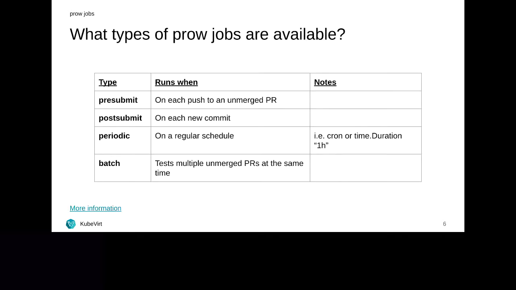So what types of jobs do we have? We have a pre-submit job, which runs on each push to an unmerged PR. We have post-submit jobs that run on each new commit. We have periodic jobs that run, for example, like a cron job or on a time duration basis. And we have batch jobs that can test multiple unmerged PRs at the same time.